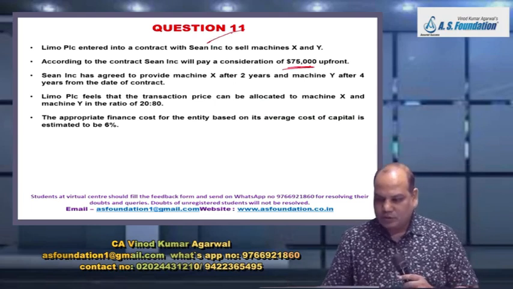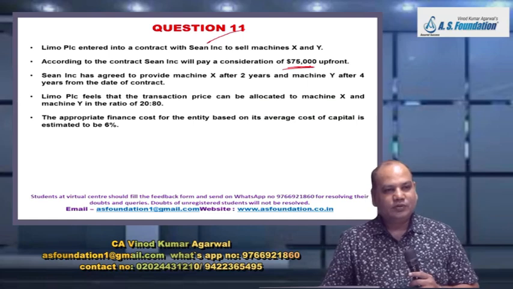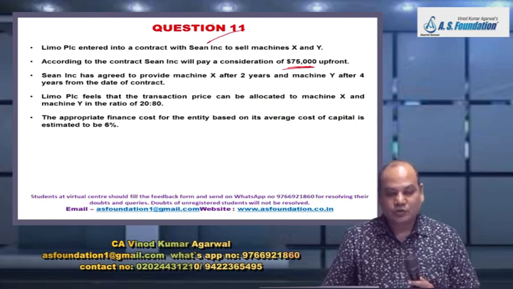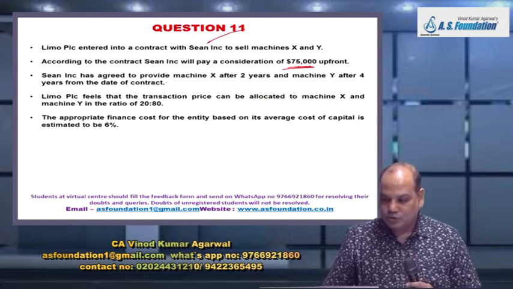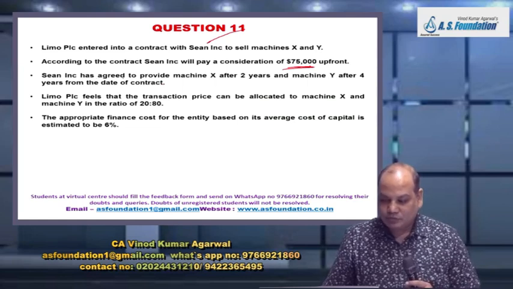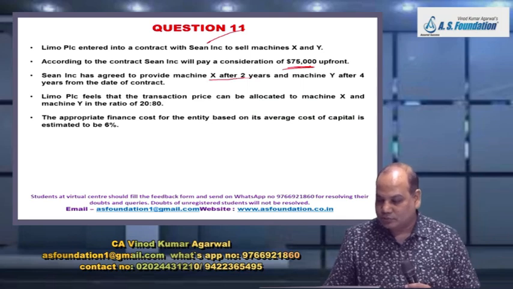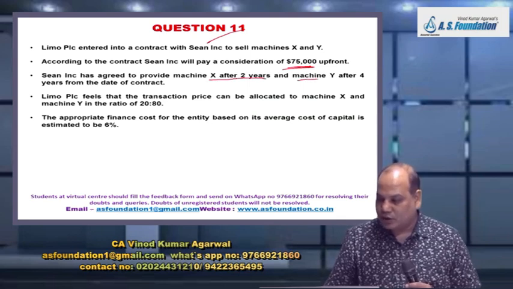Okay. What is upfront? In advance. But how many machines he wants to buy? He wants to buy 2 machines, X and Y. CN has agreed to provide machine X after 2 years and machine Y after 5 years from the date of contract.